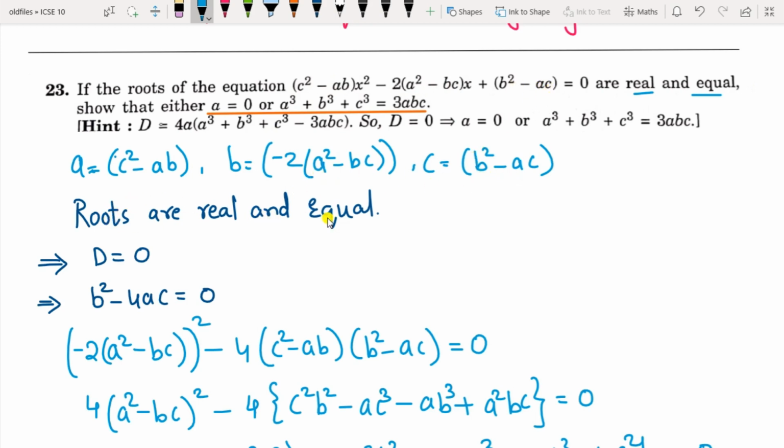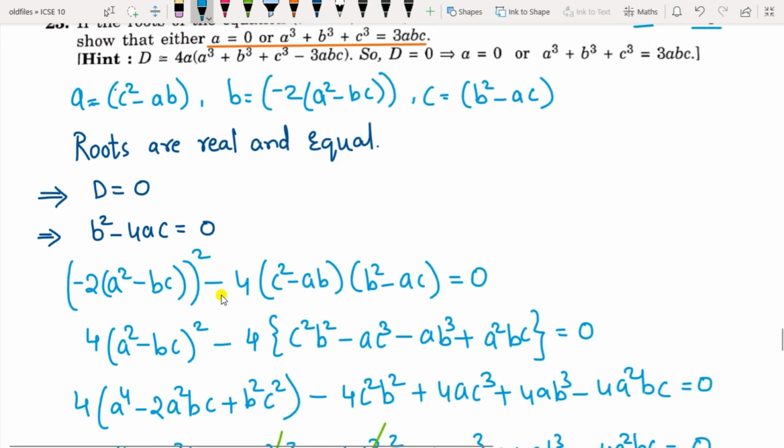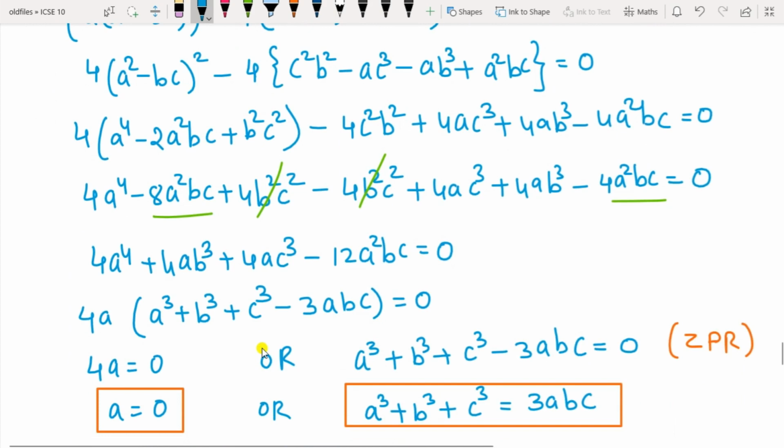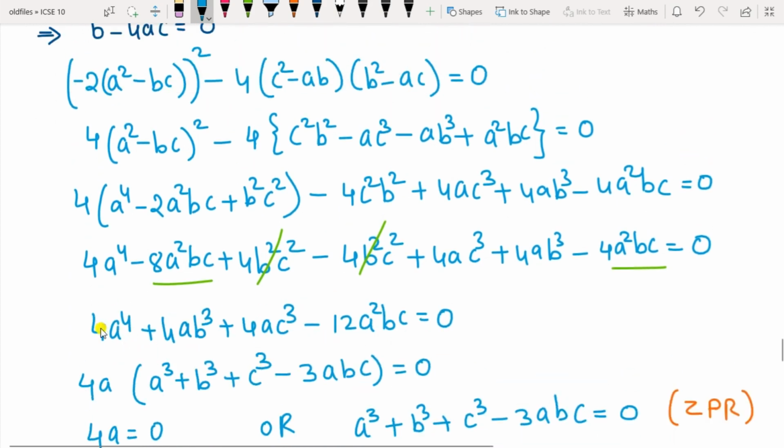Since the roots are real and equal, so it means D is equal to 0. That means b square minus 4ac equal to 0. And substitute all the values, take the square and bring the like terms together. So your equation becomes 4a cube plus 4ab cube plus 4ac cube minus 12a square bc equal to 0.